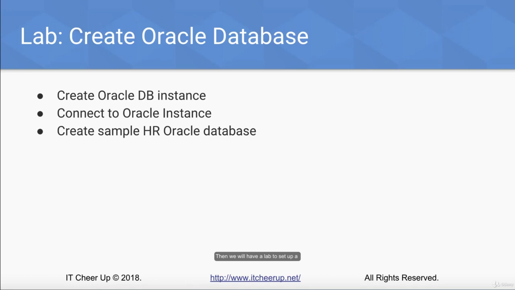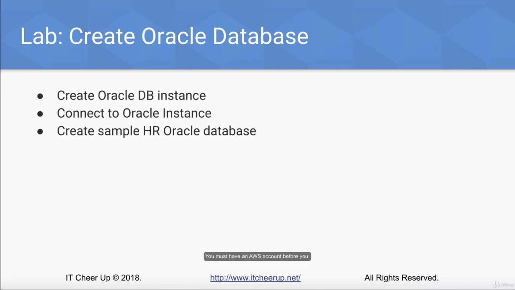Then we will have a lab to set up a web application in AWS VPC, Virtual Private Cloud Service. It is a real production example. The web server runs on the VPC public subnet to access the database on the VPC's private subnet.